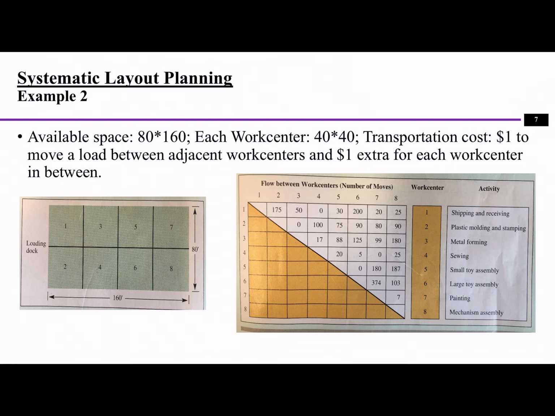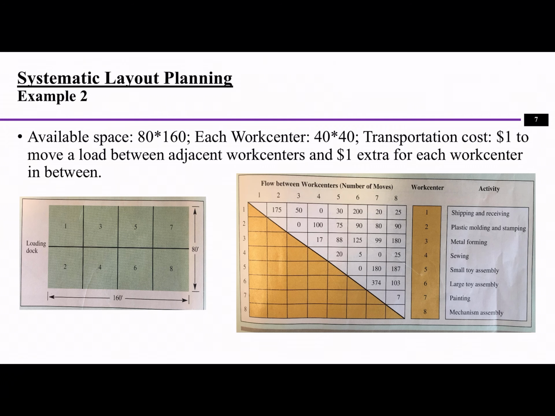You can see some of them are really large. For example, 374 for 6 to 7, while some are really not related at all, no move at all. From 1 to 4 is no moves. So remember, for each move it is $1, right? From this, it asks us to come up with the design that is the least cost for the transportation, right? Least cost for the transportation.